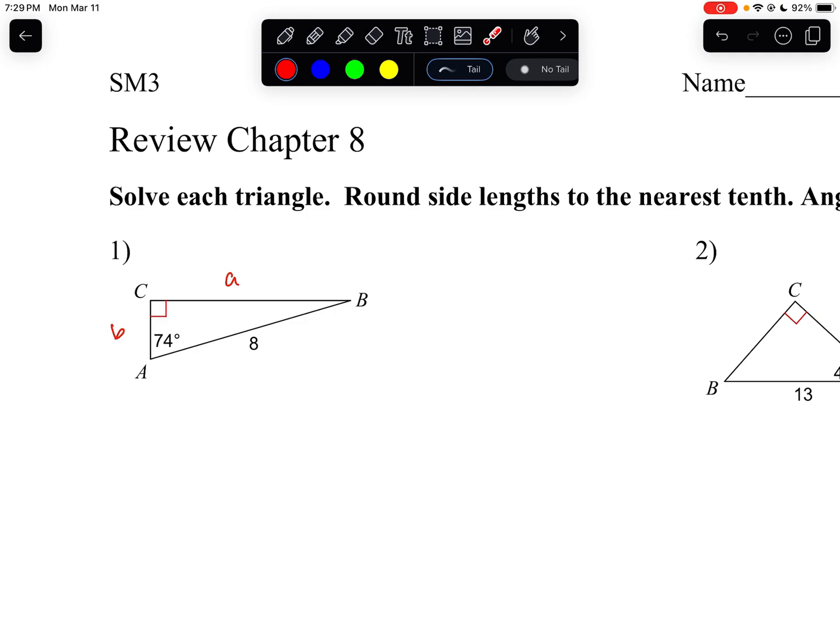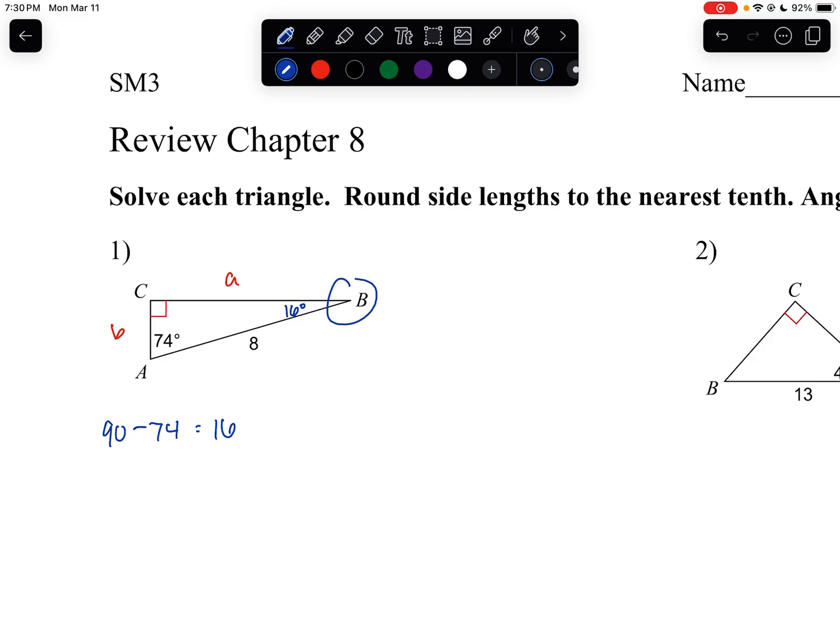Alright, so I'm going to start with finding angle B because I already know two of the angles right here. I also know that the acute angles here will add to be 90. So if I do 90 subtract 74, that's going to give me 16. So I know that angle B is going to be 16 degrees. So now all the angles are solved for.